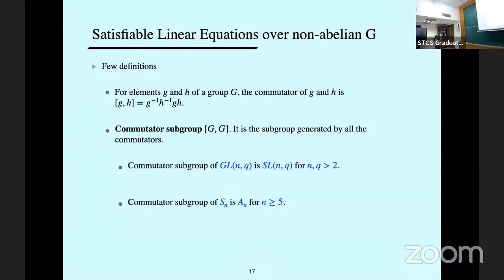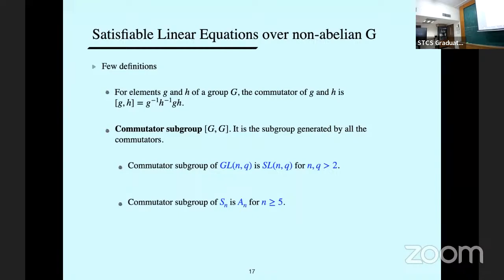So let's look at a few definitions. For elements g and h of a group, the commutator of g and h is defined as the element g inverse h inverse g h. If G is abelian, then you always get 1. But if G is not abelian, you don't. The commutator subgroup is the subgroup generated by all the commutators. As an example, the commutator subgroup of GL_n(F_q), the invertible n cross n matrices over F_q, is SL_n(F_q), the invertible n cross n matrices over F_q with determinant 1.